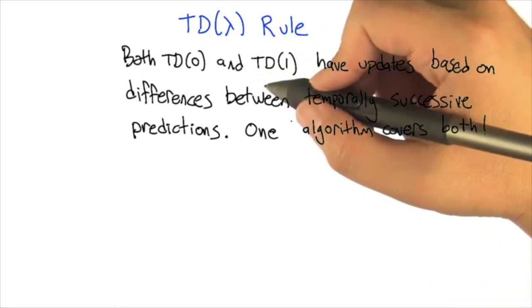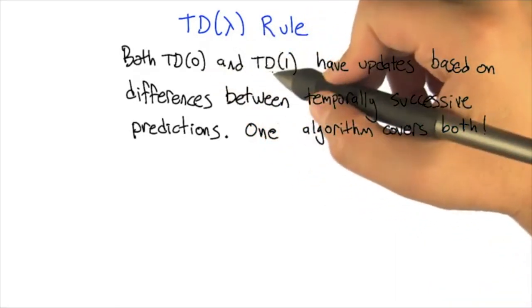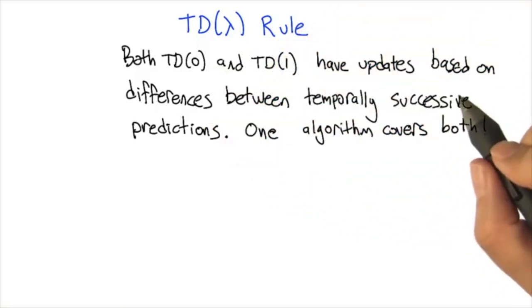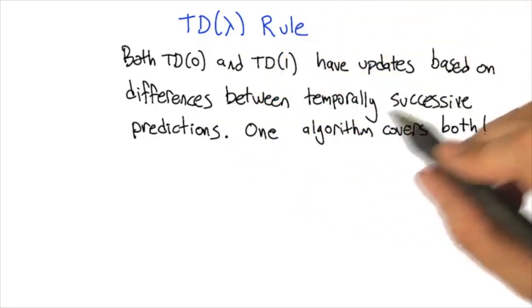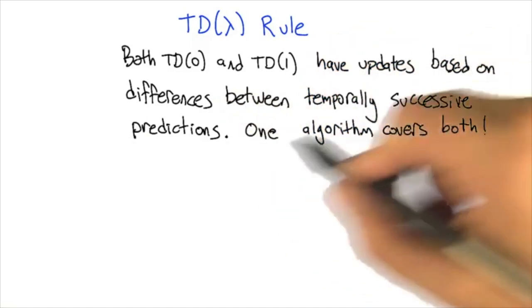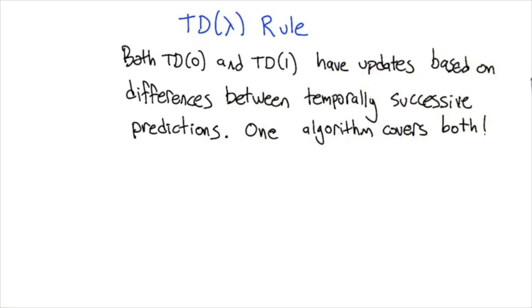In particular, what's going to let us do that is the fact that both TD0 and TD1, the way that we were writing them, have updates that are based on differences between temporally successive predictions, temporal differences. That's the TD part. And so we can actually unite them into one.